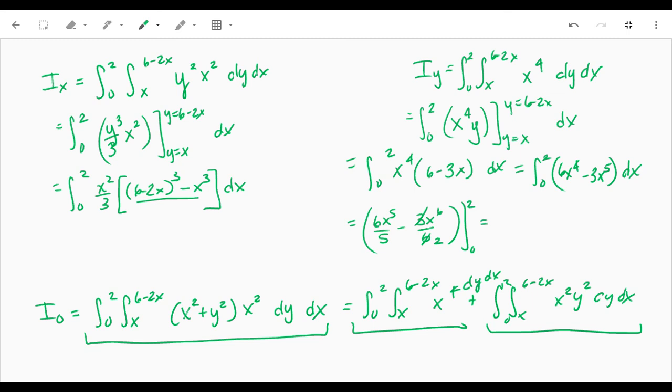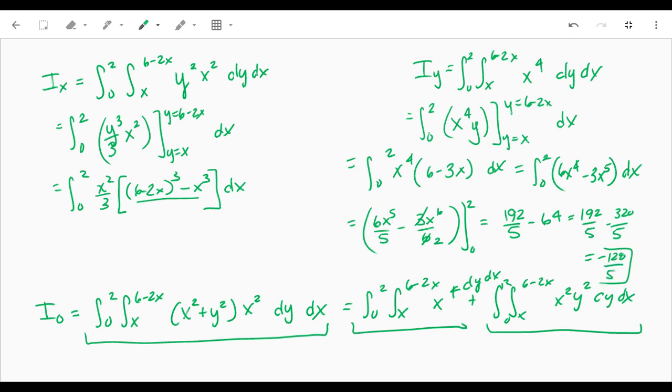Okay, so the zeros aren't going to give us anything there, but the 2's will. So we'll have 32 times 6, 192 over 5 minus, well, x to the fifth is 64, so it'd be 64. Okay, so we'd have 192 over 5 minus 320 over 5, which is negative 128 over 5.